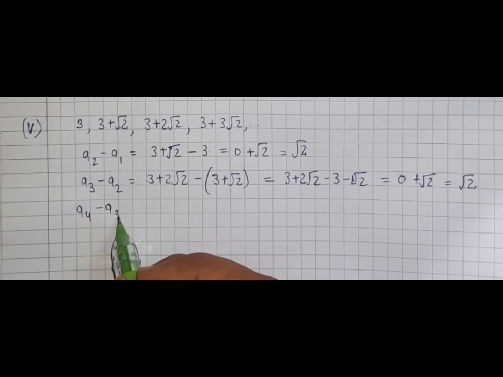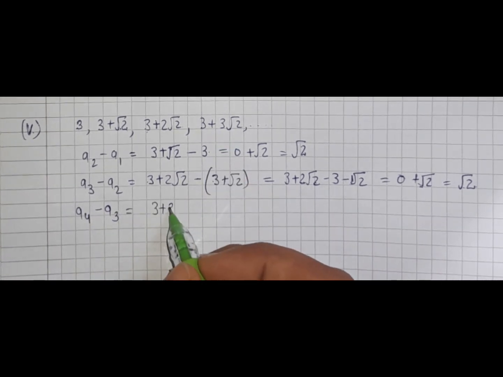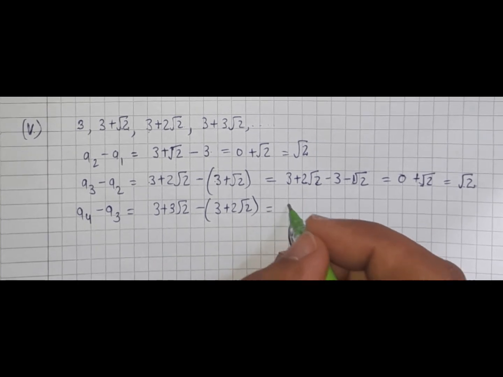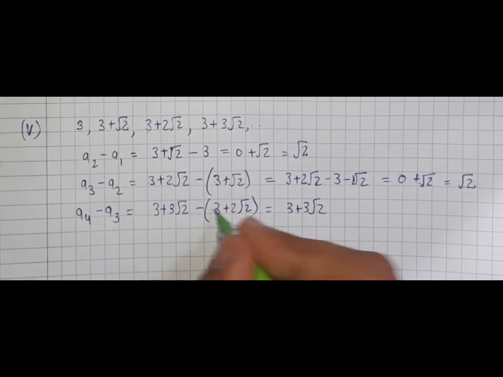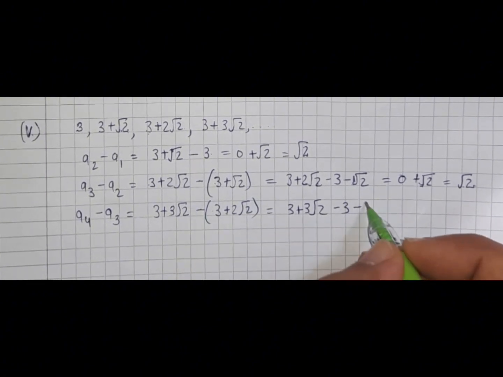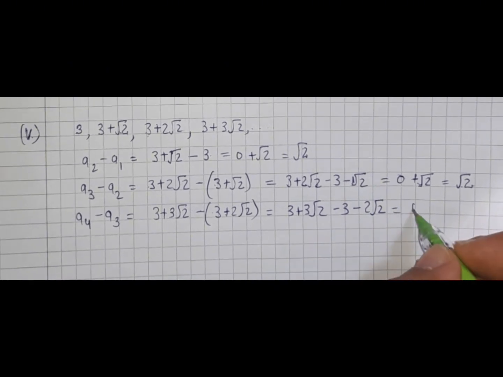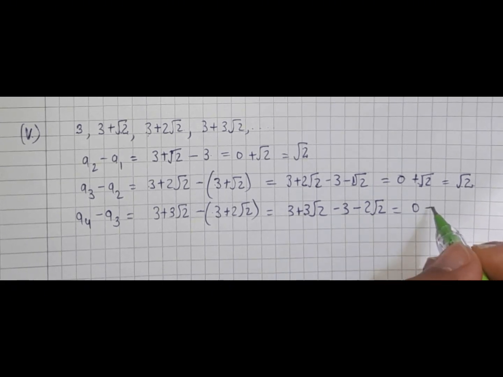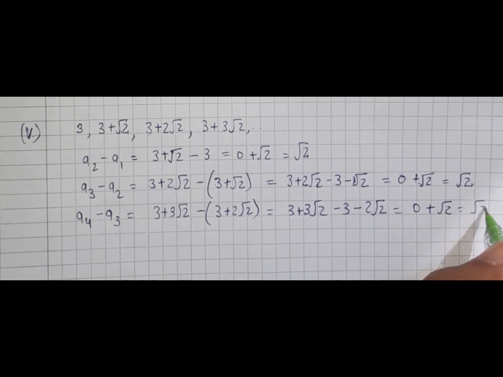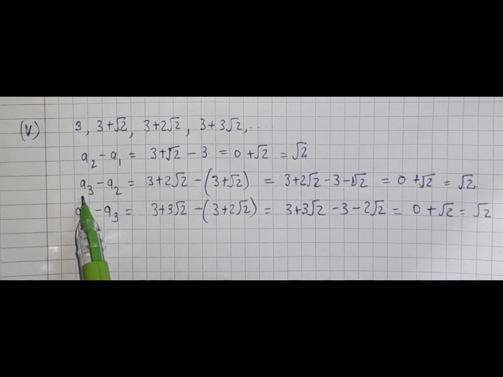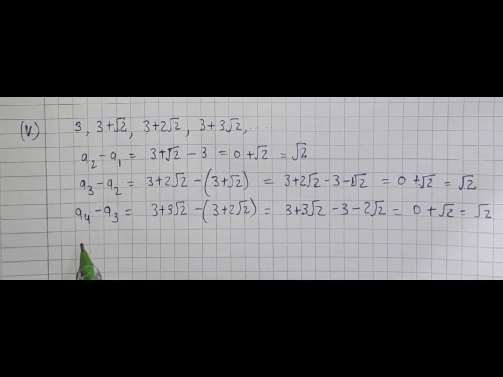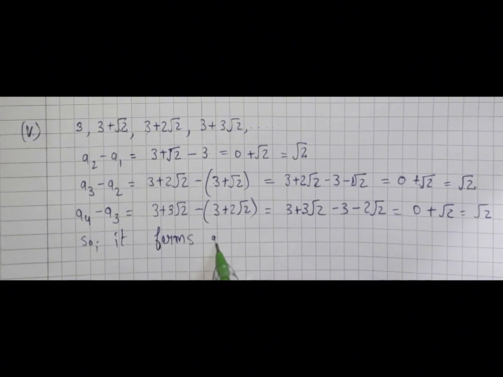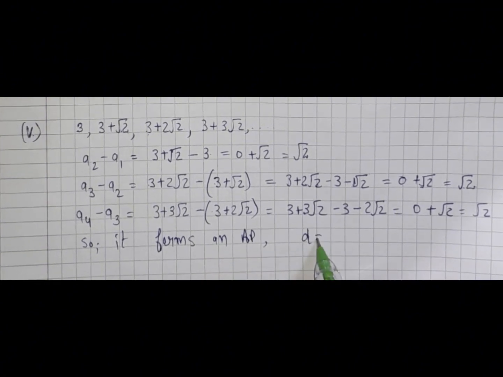Again A4 minus A3 equals 3 plus 3 root 2 minus third term, that is 3 plus root 2. Now 3 minus 3 is 0. After subtracting 3 root 2 and 2 root 2 we have plus root 2. That is, after subtracting each consecutive term we get a common difference d. So it forms an AP. It forms an AP with d equals root 2.